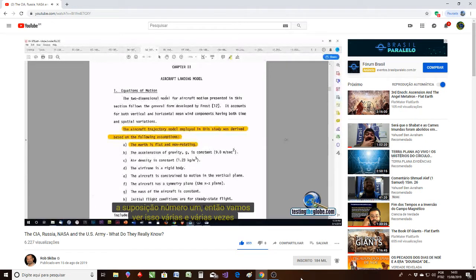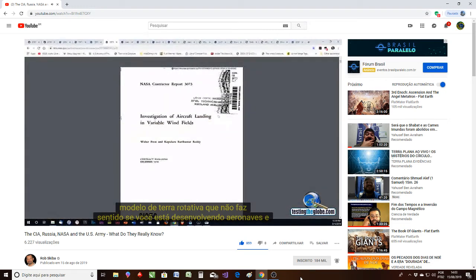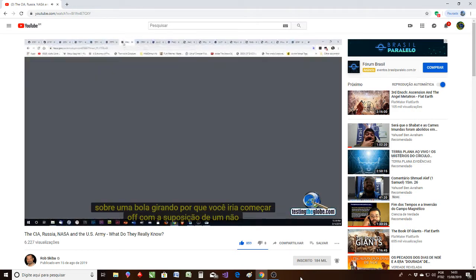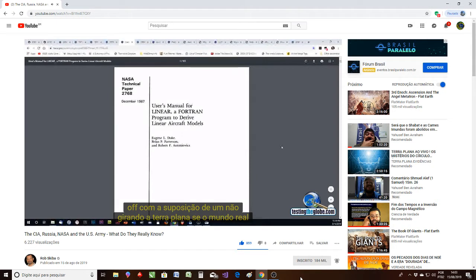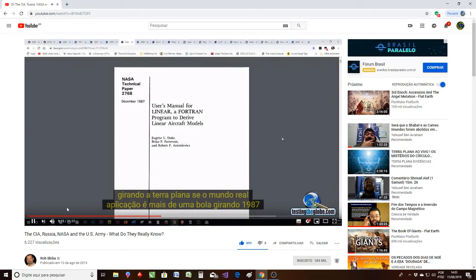So we're going to see this over and over and over again regarding the equations of motion. They're always using it on a flat, non-rotating Earth model. Which doesn't make sense if you're developing aircraft and missiles and things like that to go over a rotating ball. Why would you start off with the assumption of a non-rotating flat Earth if the real-world application is over a spinning ball?